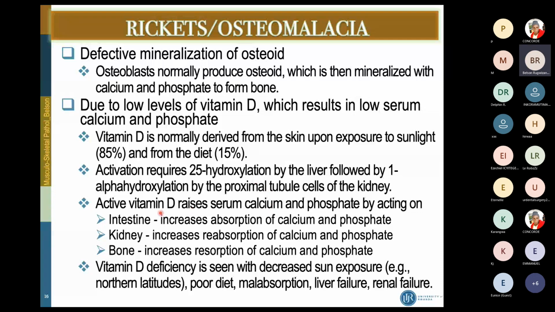So active vitamin D raises serum calcium and phosphate by acting on intestines. Here, with increasing absorption of calcium and phosphate at the kidney level, vitamin D will make sure there is increased reabsorption of calcium and phosphate, and in the bones, vitamin D will increase the resorption of calcium and phosphate.